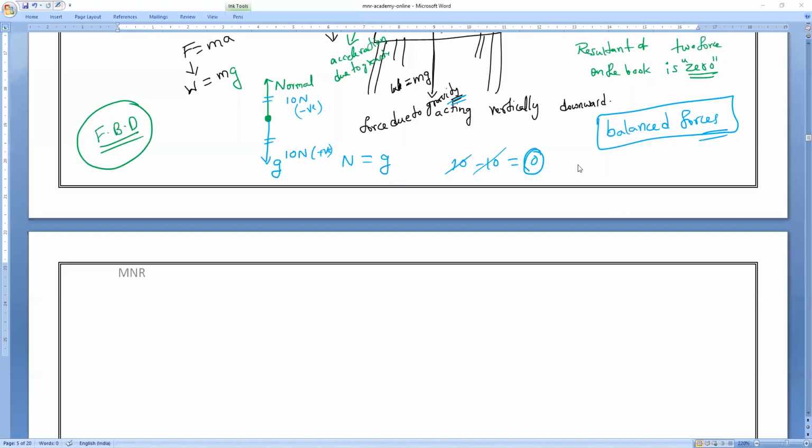Forces. If the resultant force is 0, then it is called balanced forces. So at this time, the object does not have any motion. Clear, everybody? See, if you want to make the object move, do you need balanced forces or unbalanced forces? Unbalanced forces. Okay, that is the thing.